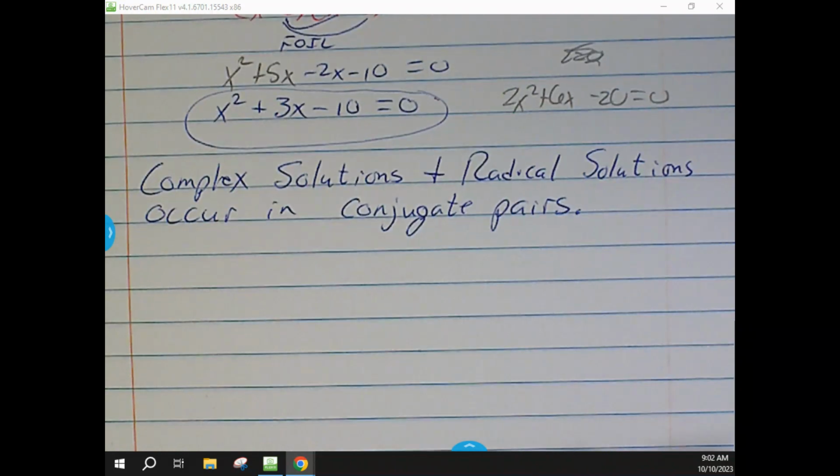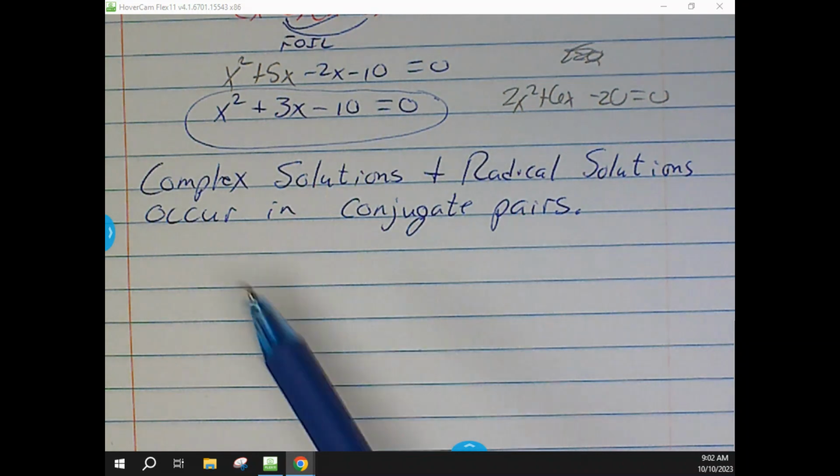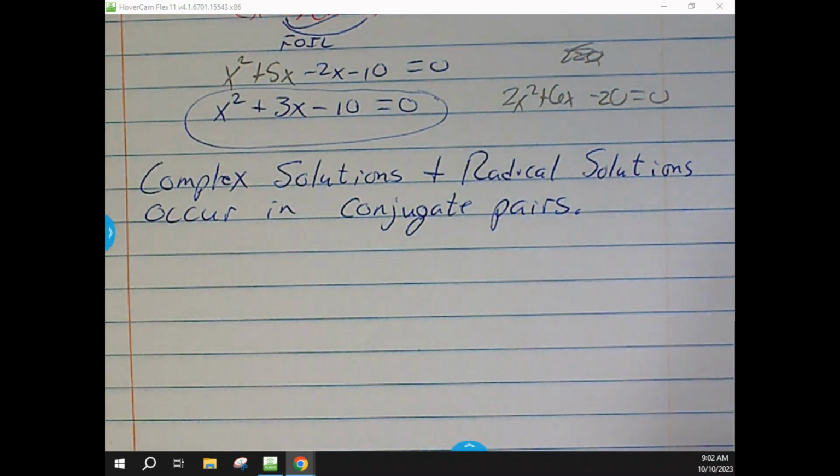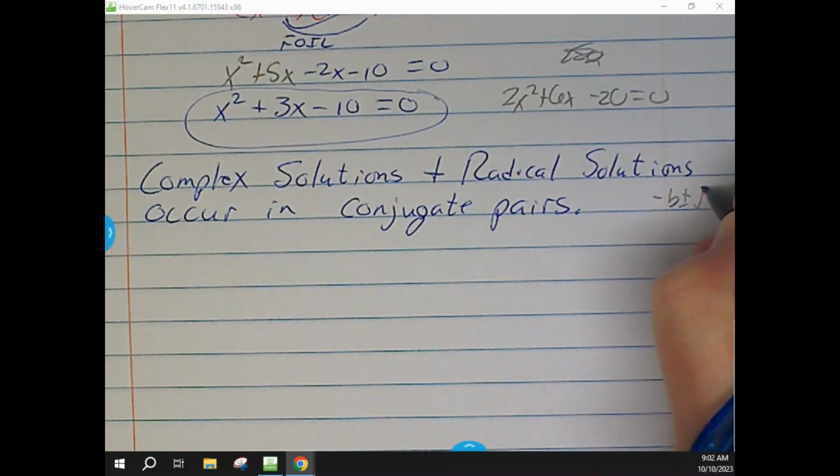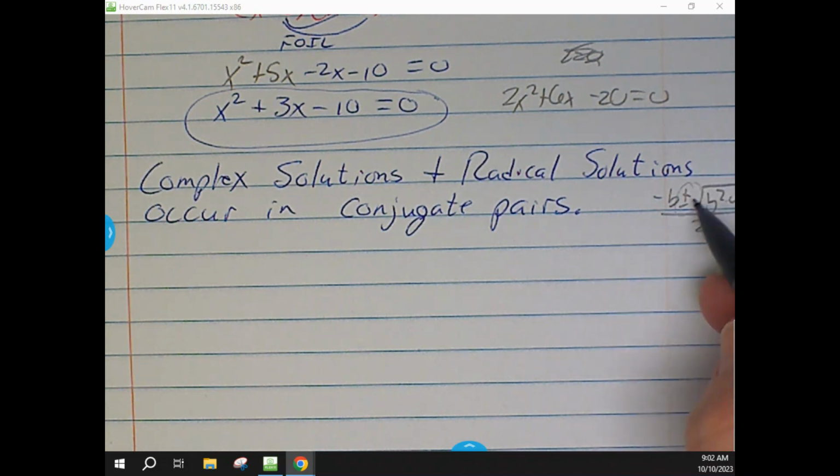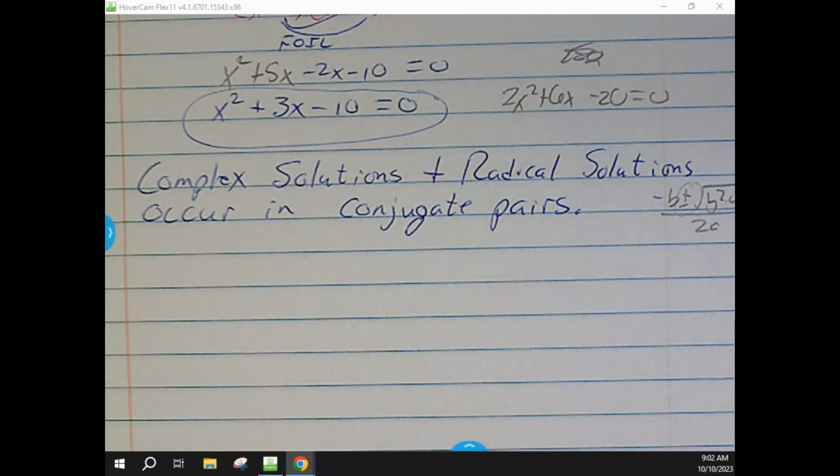And remember, if you forgot what conjugate is, that's basically where you change plus or minus. If you've got one that's a plus solution, the other one's going to be a minus solution. Because if we're getting it from the complex or the radical solutions, that's where we're going to be getting those from the quadratic formula. And if you use the quadratic formula, you always get this plus or minus in the middle. So that's always going to give you the conjugate pair answers when you go through these.